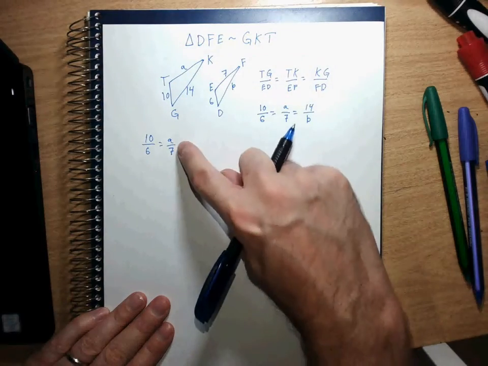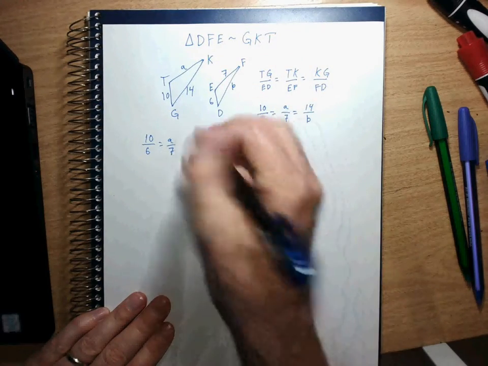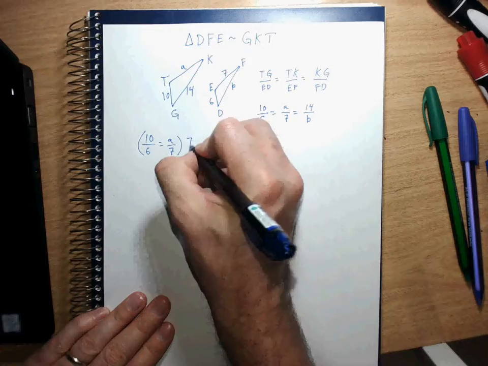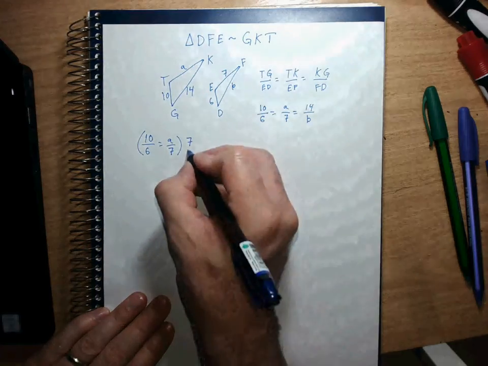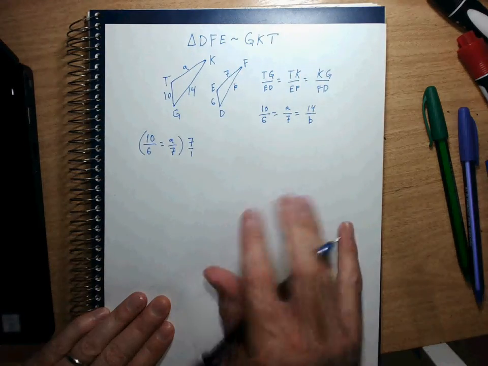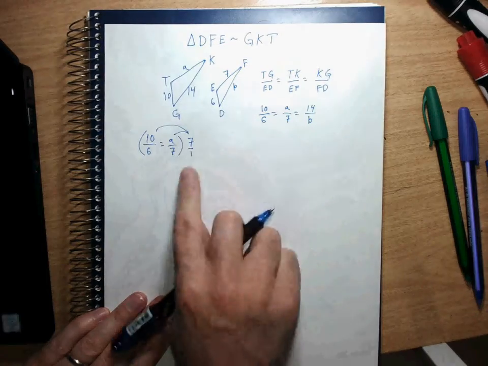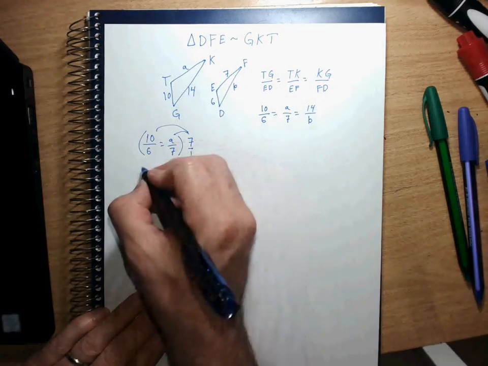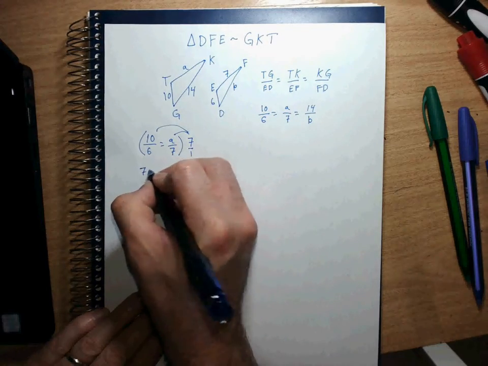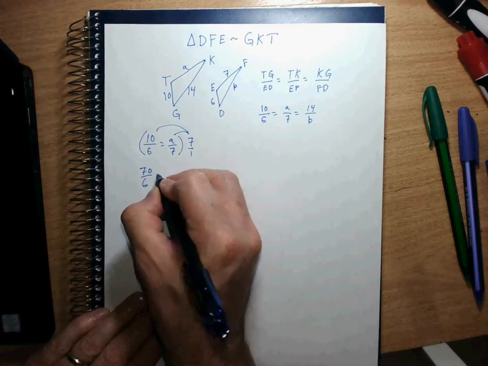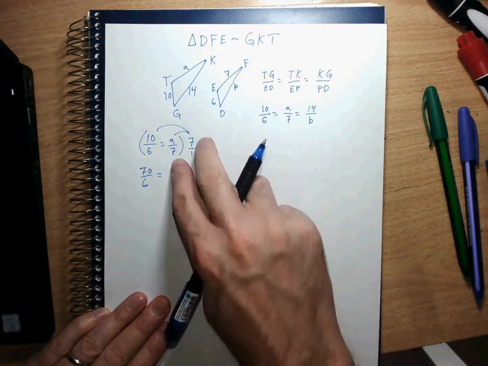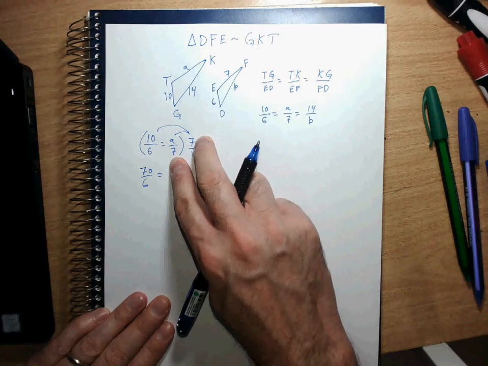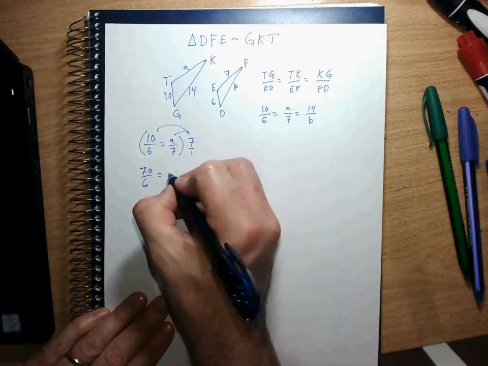But if I have A here, I just want to do the opposite of divide by 7. So I'm going to multiply both sides by 7. I'm going to remember that means 7 over 1. 7 is the same as 7 over 1. I'm going to distribute that, and I have 10 times 7 is 70 over 1 times 6 is 6. On this side, 7 over 7 is 1, and 1 times A is A.